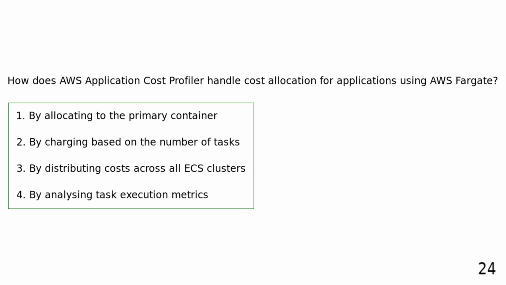How does AWS Application Cost Profiler handle cost allocation for applications using AWS Fargate? By allocating to the primary container. By charging based on the number of tasks. By distributing costs across all ECS clusters. By analyzing task execution metrics.